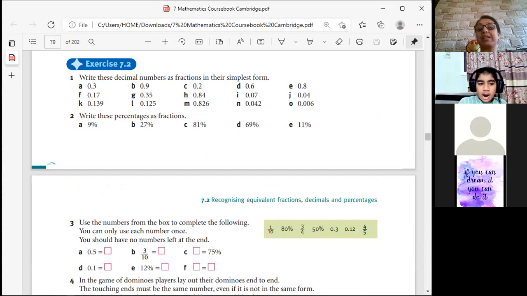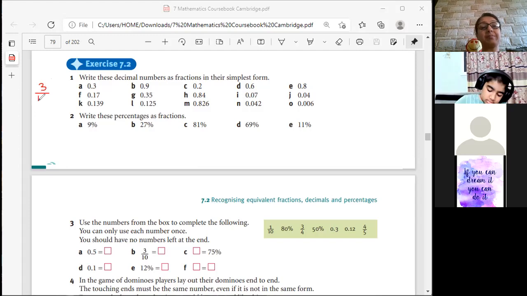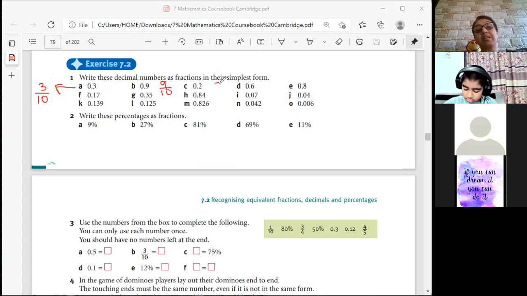Like for example, if I talk about 0.3, what is it? Can I say 3 upon 10? Can I reduce it further? No. So the answer will be 3 upon 10 for the first one. Now look at the other, 0.9. How can I write it? 9 upon 10. Can I reduce it further? No. So I will keep it as it is.